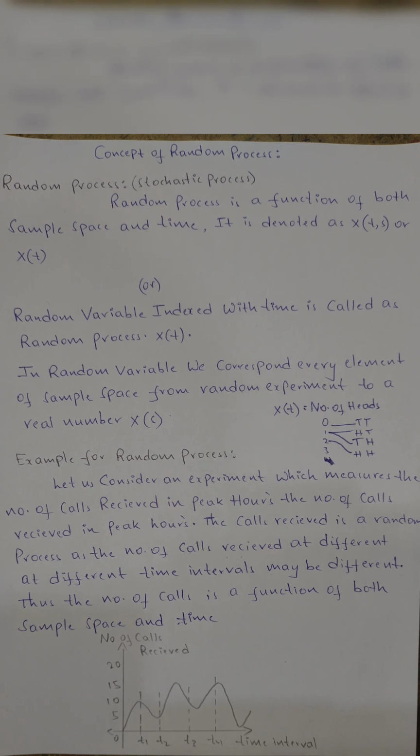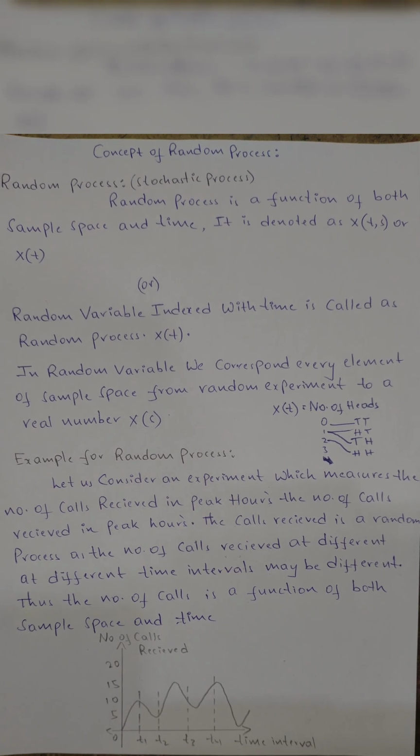So in a random process, the involvement of time is very important, and we can also say that the sample space of the random process is continuous. So let us take an example for a random process.